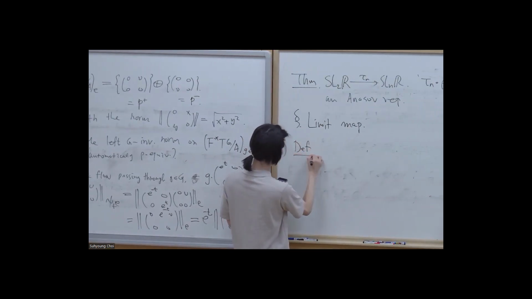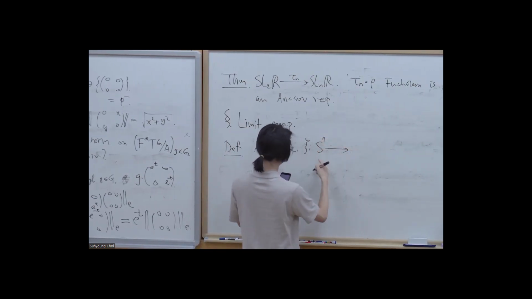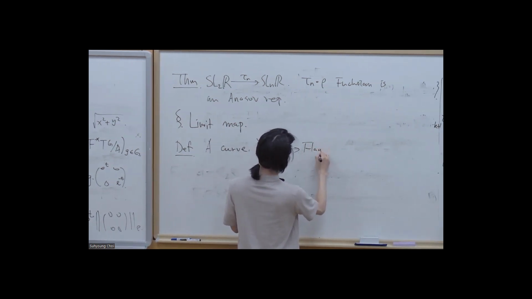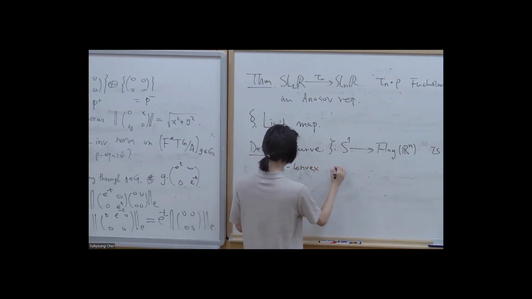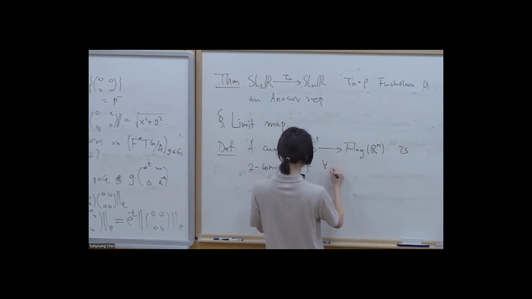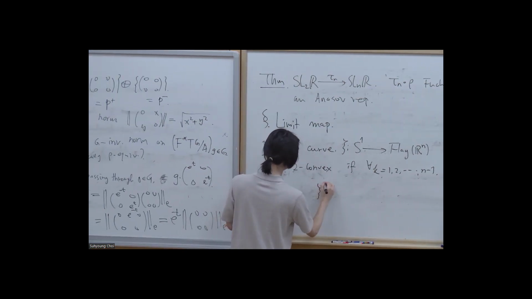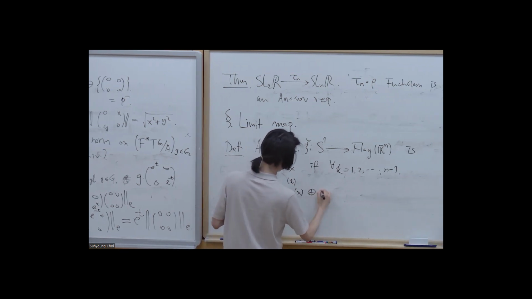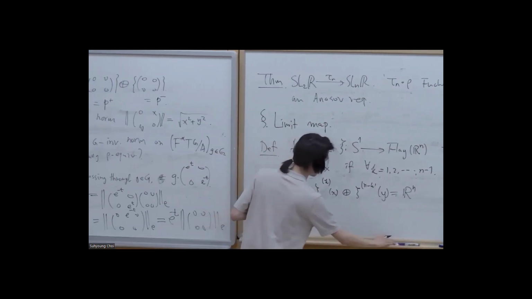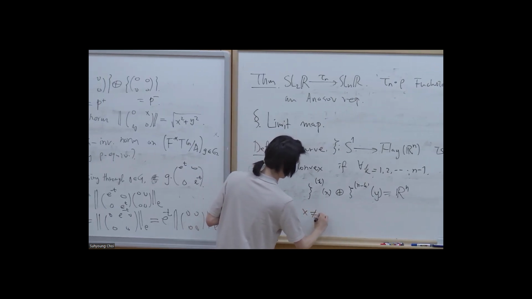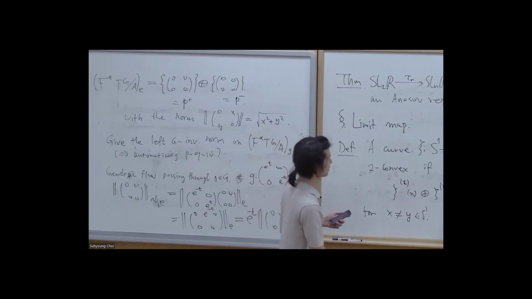So let me begin with a small definition. A curve C from S^1, this one-dimensional circle, to the flag manifold of R^n is called 2-convex if for all k from 1 to n minus 1, the following sum is direct, giving you the total space R^n, for any two distinct points in S^1. That's the definition of a 2-convex curve.